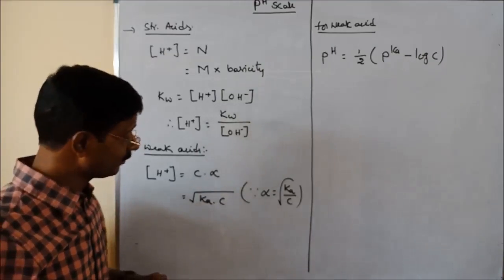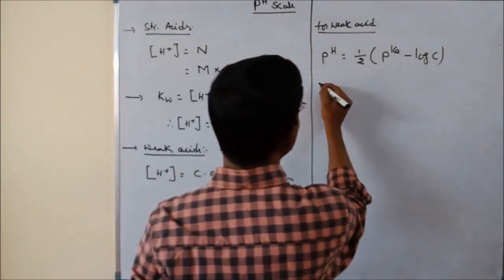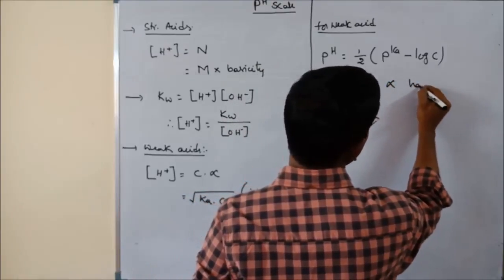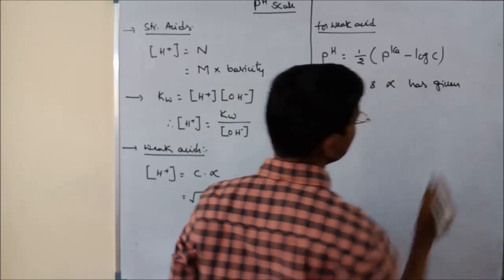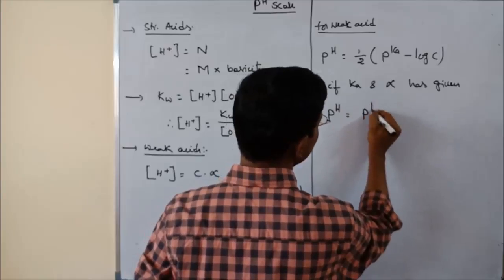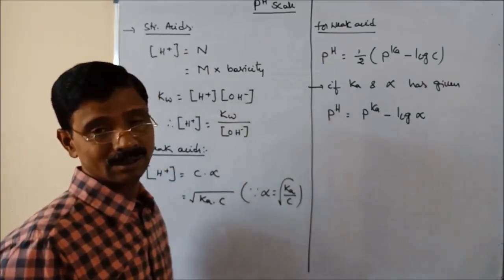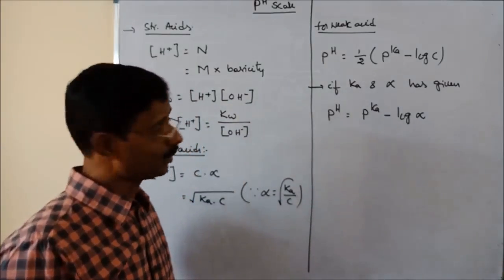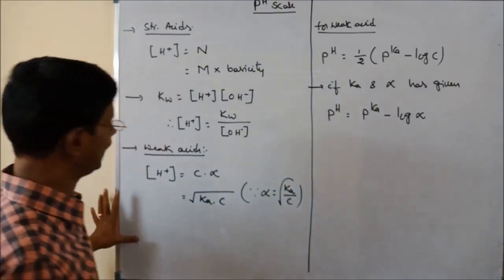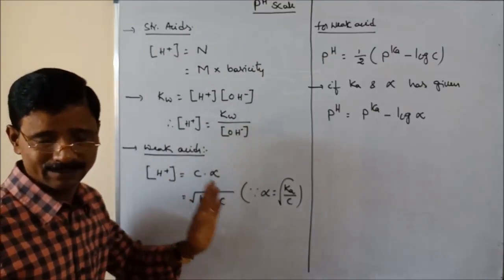And sometimes they have given the dissociation constant and degree of dissociation. So here, next point, if Ka and alpha are given, then pH equals pKa minus log alpha. That is the formula for the pH directly if you want to use the value of Ka and degree of dissociation. So like this, directly we have to get H plus and finally pH.